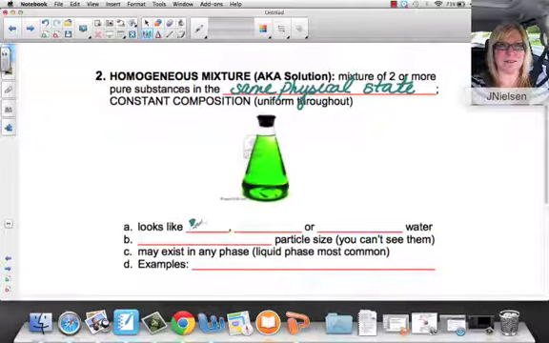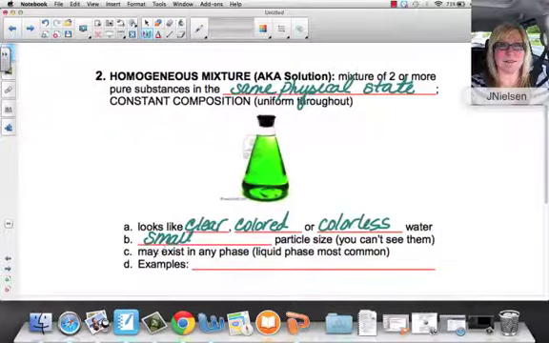Looks like clear, colored, or colorless water. So this looks like colored water, or it may look clear. This has basically a small particle size and may exist in any phase, but the liquid phase is the most common.